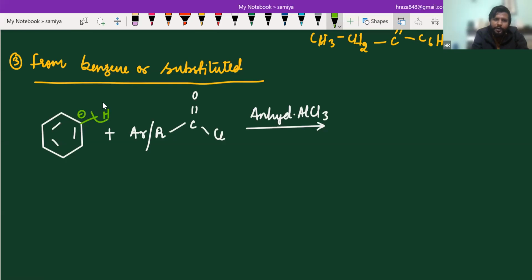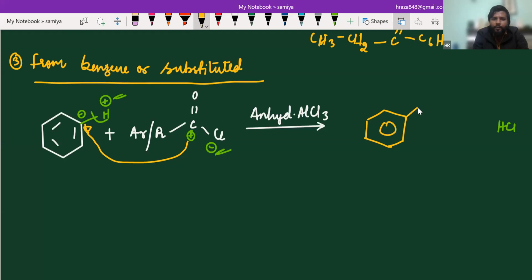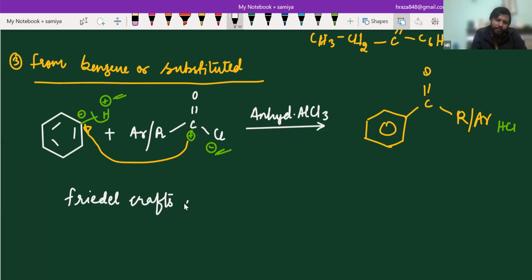You can see this will have negative charge, this will have positive charge, and this will have positive charge, this will have negative charge. So this hydrogen and this chlorine combine to form HCl as a byproduct, and this positive part will be attacked on carbon, this part negative. So what will be the formation of product? This is your benzene with C double bond O, and then R or Ar, whatever it is. So what you just need to do is add negative to positive, positive to negative, and you will get the product. So please do write it. And this is basically your Friedel-Crafts acylation reaction.